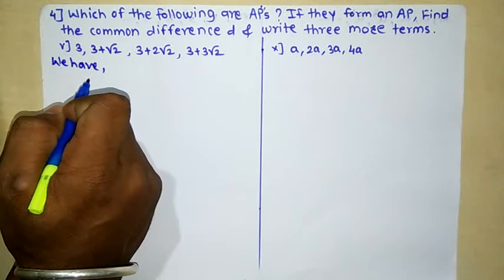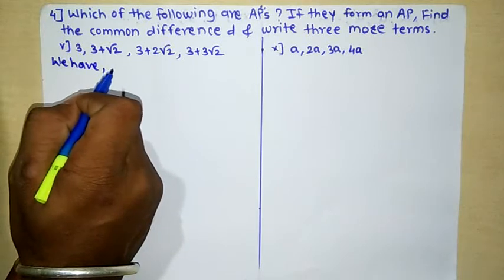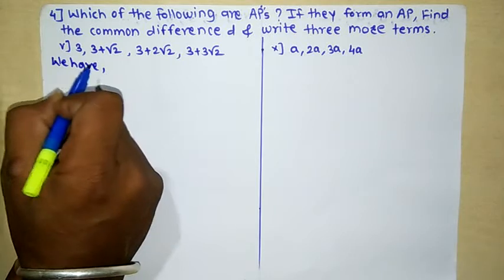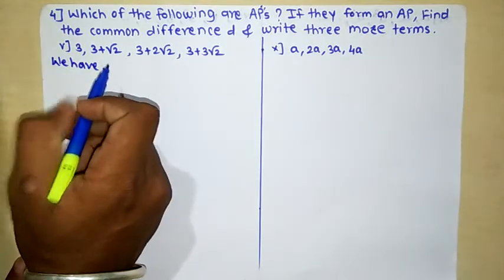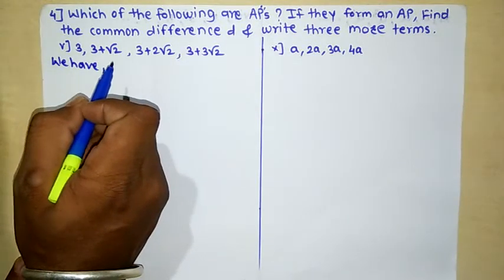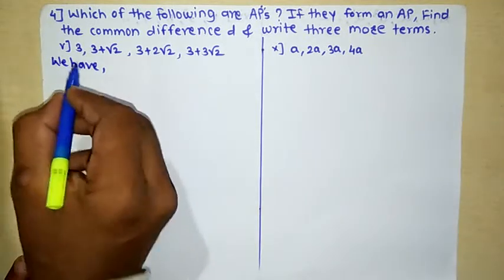First we have to calculate the difference between the consecutive terms. If all the differences of the consecutive terms are the same, then only we can say that the given list of numbers follows the arithmetic progression. Otherwise it will not follow the arithmetic progression.